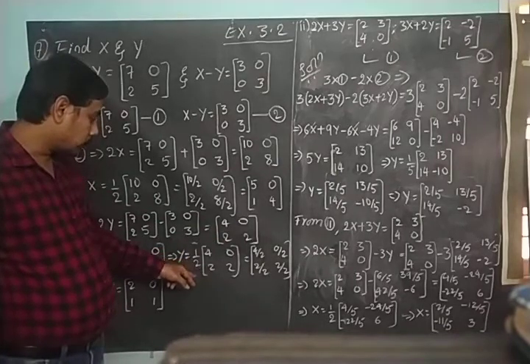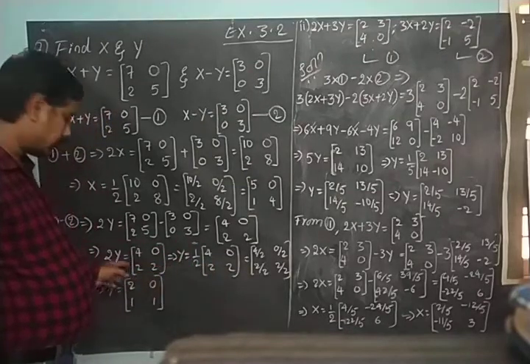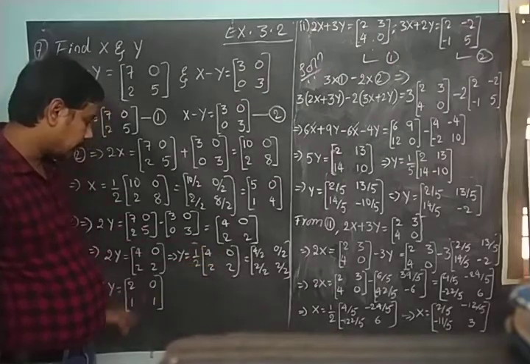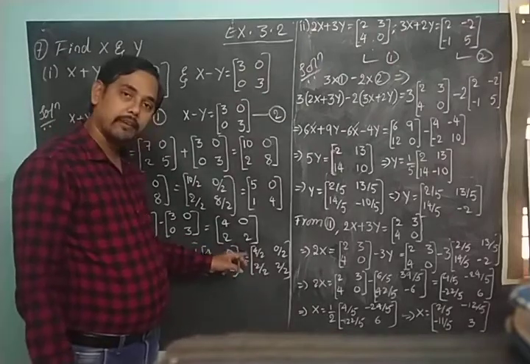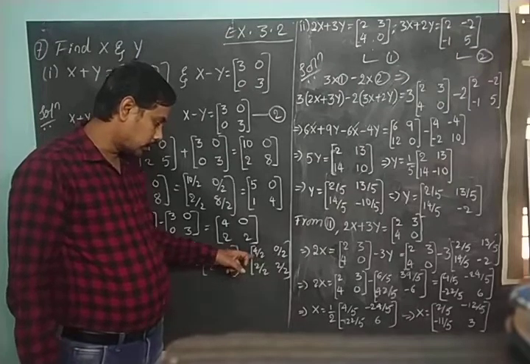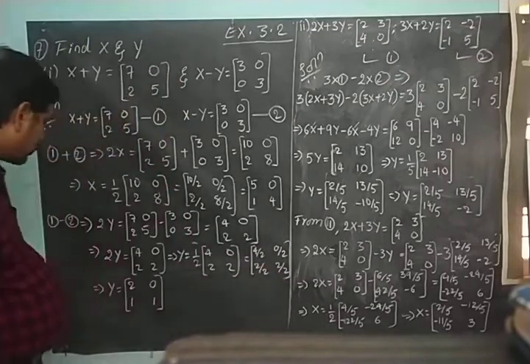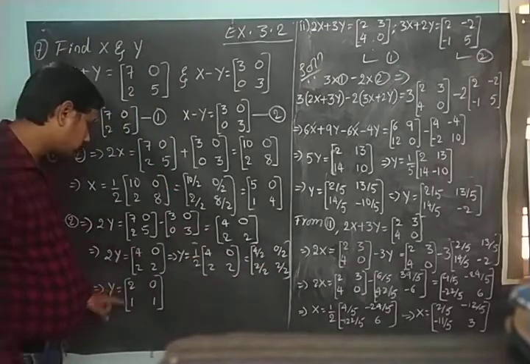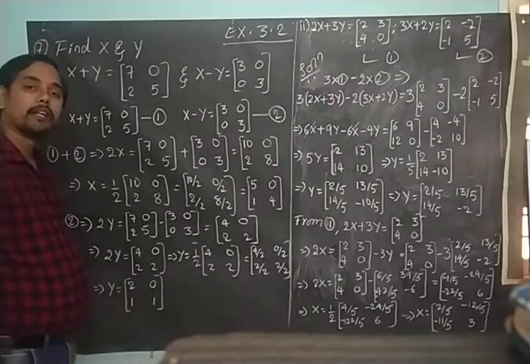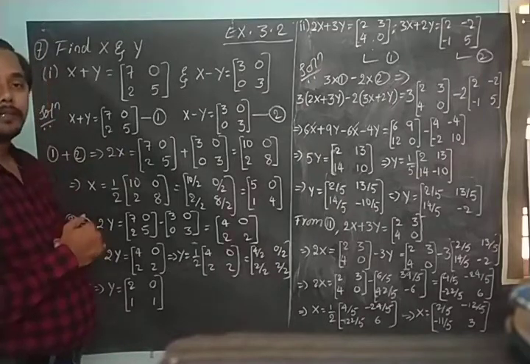Y is 1 upon 2 into 4022. Shifting this to the other side, it becomes 1 upon 2, 4022. When I take 1 upon 2 inside, for each and every element it gets divided by 2. It will be 4 by 2, 0 by 2, 2 by 2 and 2 by 2. So what will be the value? 4 by 2 is 2, 0 by 2 is 0, 2 by 2 is 1. So you get 2011. Right? This is how we need to find x and y.